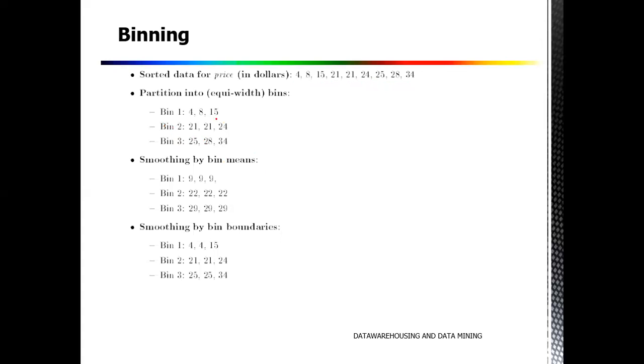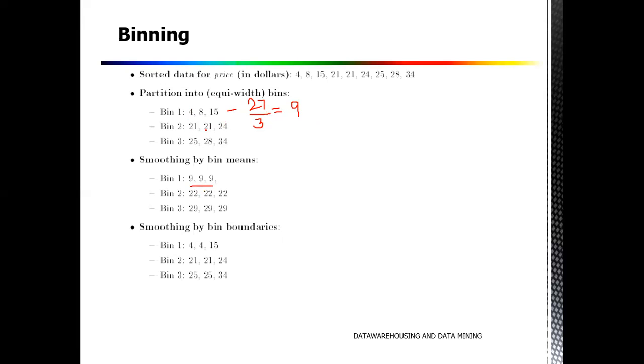Now we are performing bin mean. So what is the method of bin mean? Take the mean of bin 1: 4, 8 and 15. What is the mean of 4, 8 and 15? 4 plus 8 plus 15 divided by 3. The sum of all these is 27, divided by 3. That will be your mean. That will give you 9. So that means replace all values of bin 1 by the value 9.